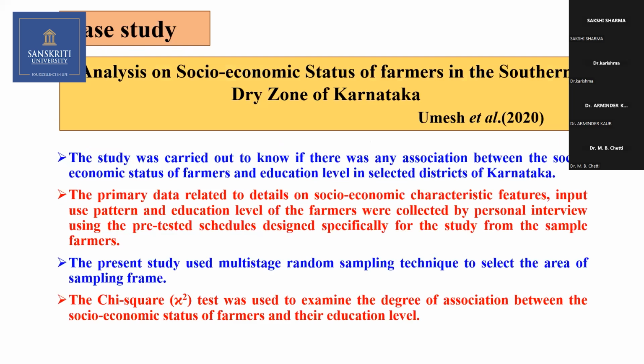So let us go to the example, that is, analysis of socio-economic status of farmers in the southern dry zone of Karnataka. Umesh et al. conducted this in the year 2022.